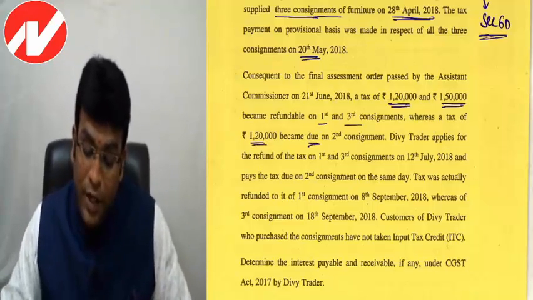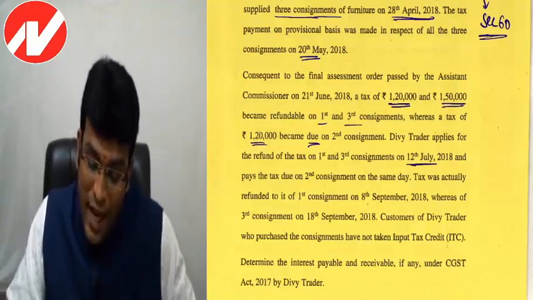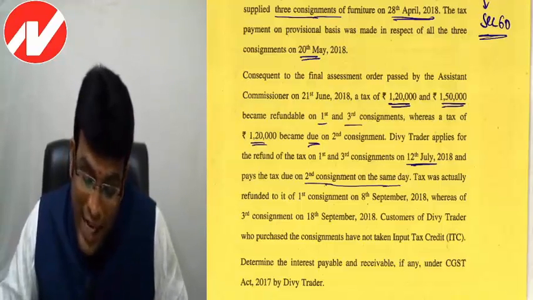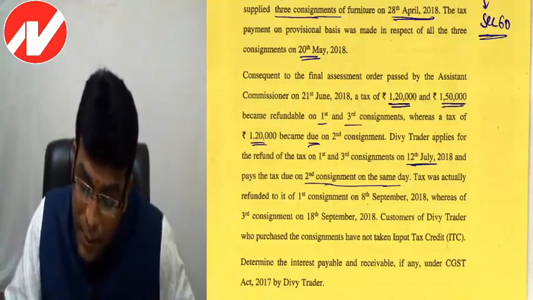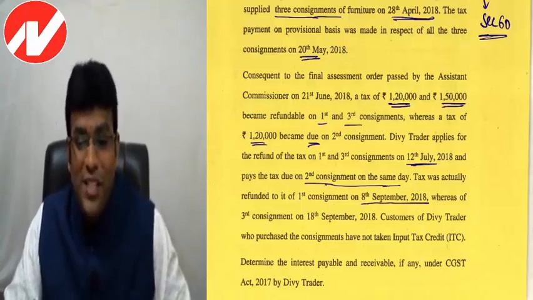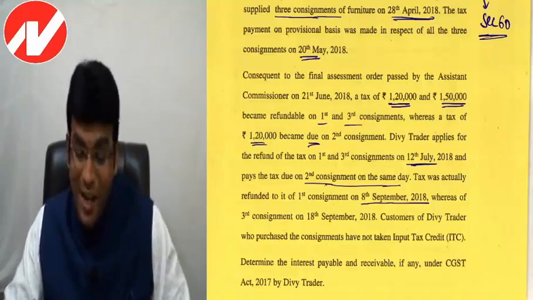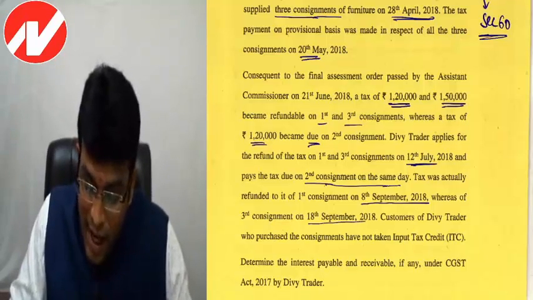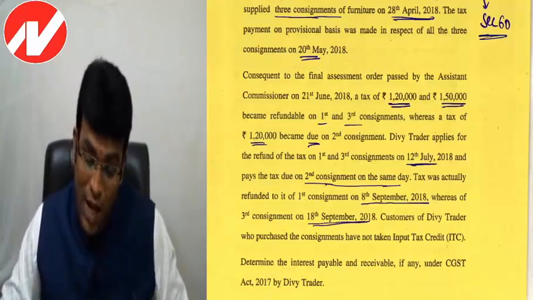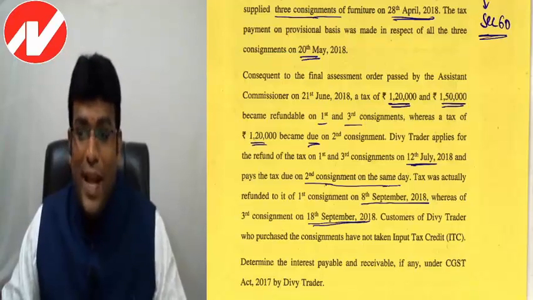Gift trader applied for refund of first and third consignment on 12th July and pays the tax due on second consignment on same day. Very good. Tax was actually refunded to it on 8th of September. Generally they will give within 60 days. If they don't give within 60 days, interest will start from 61st day, my dear friends. Clear? Whereas third consignment, when they paid, sir? 18th September 2018. Clear?